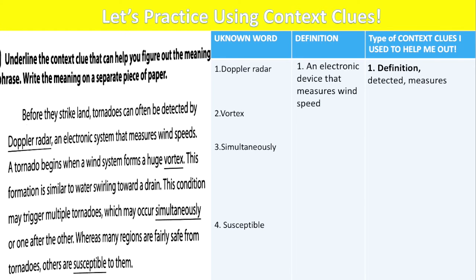A tornado begins when a wind system forms a huge system of swirling winds. This formation is similar to water swirling towards a drain. The definition of the word vortex is swirling winds. I think the type of context clue was a comparison, by giving the comparison of water swirling towards a drain. Why don't you try the next 2 on your own? Don't forget to try to figure out the type of context clues that the author is using to help you out. Complete it in the chart.